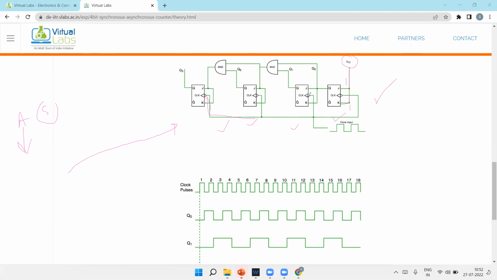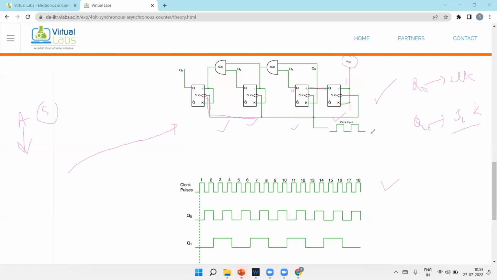Okay, so now the clock is there, but the output toggles whenever J and K are 1. Now, Q naught is connected as the input of the second flip flop. In the previous case, the output of the first stage was the clock of the next stage, but in this case the output of the first stage is the input of the next stage, J and K. So whenever this output is 1, only then will it toggle. Ultimately you get the same timing diagram, but this is how to realize it with flip flops. So the second stage is directly connected.